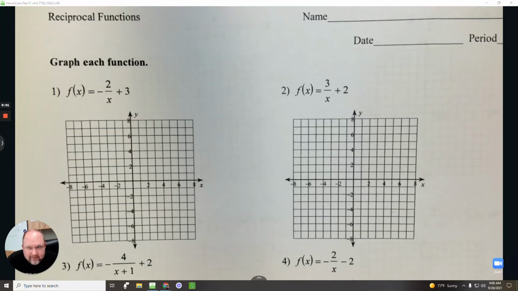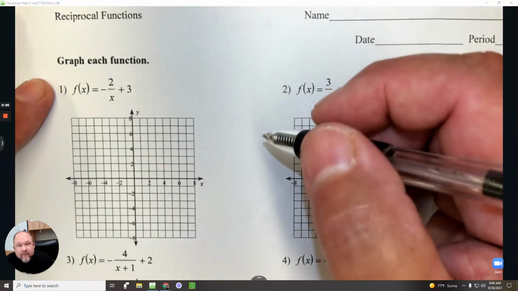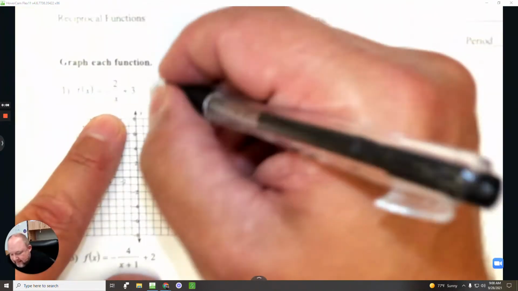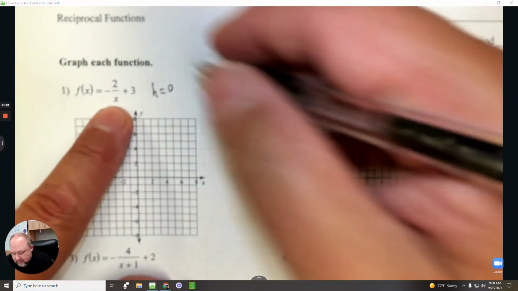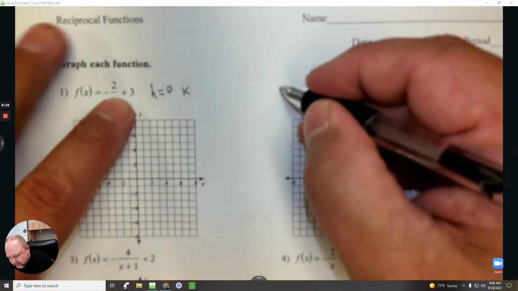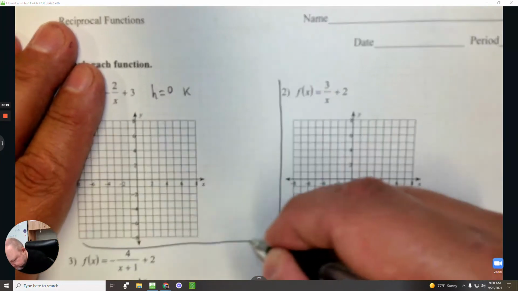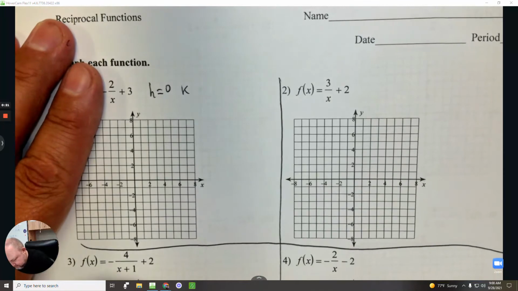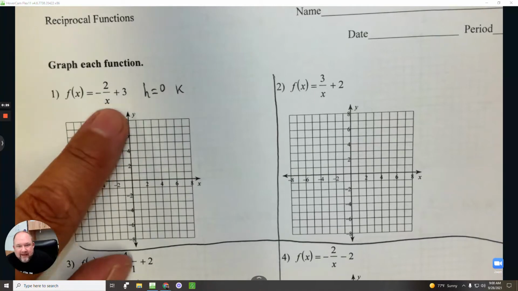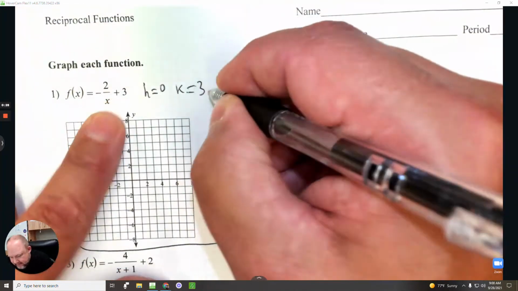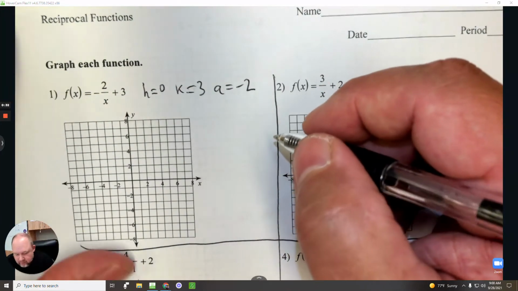Here's your assignment on practicing graphing reciprocal functions. So the first thing I'm going to write down is what h equals. There's no adding or subtracting in the denominator, so h is 0. I'm going to do this so that I can have room. All right, so h is 0, k is 3, and a is negative 2. So that negative belongs to the 2.